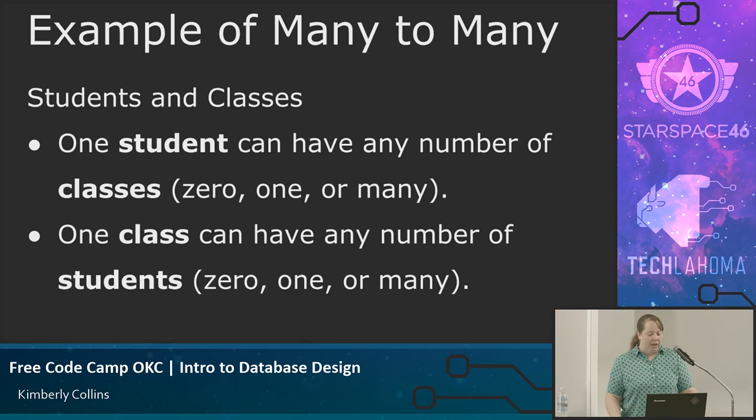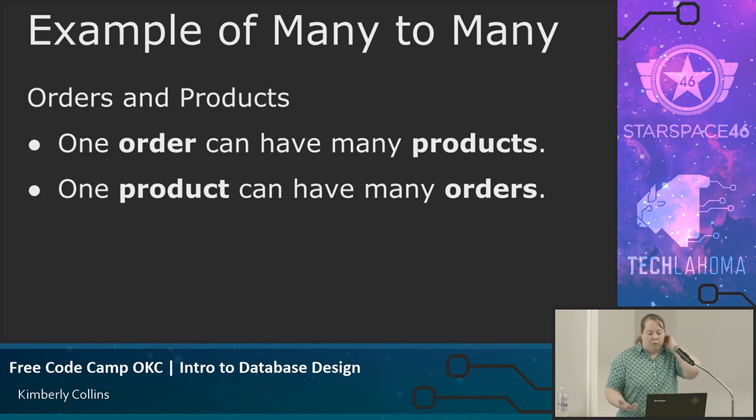One class can have any number of students: 0 students in the class, 1 student in the class, or multiple in the class. So this is an example of a many-to-many relationship. It's one-to-many in both directions. Another example, orders and products. One order can contain multiple products, and one product can be ordered by multiple people or in multiple different orders. So this is an example of a many-to-many relationship.